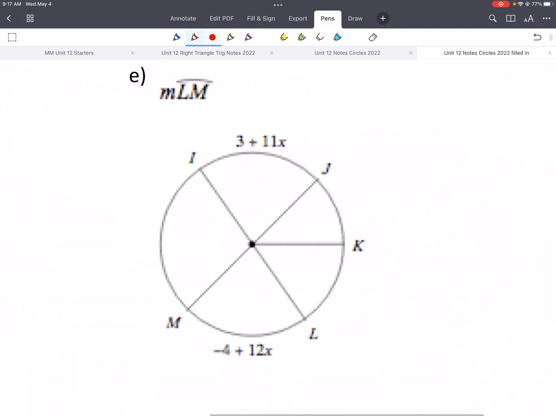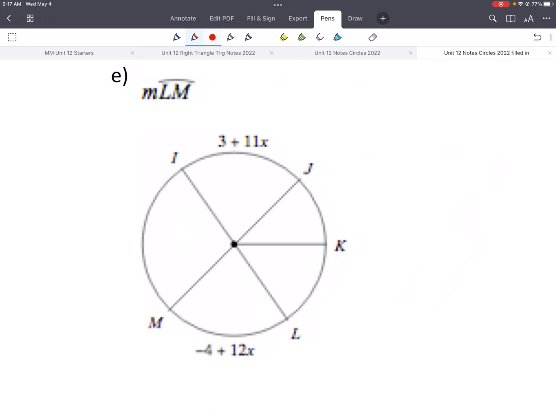All right, here is E. Here's another example. I don't know that we'll necessarily solve it all the way, but they're asking for arc LM. So we're looking for this. But before we could find that, we got to find x. So again, we have two expressions. How are they related? Okay. Well, if you remember when we talked about triangle similarity, we talked about vertical angles. So those two are vertical angles, and we know that they're congruent, they're equal to each other. So we'll just set them equal to each other.